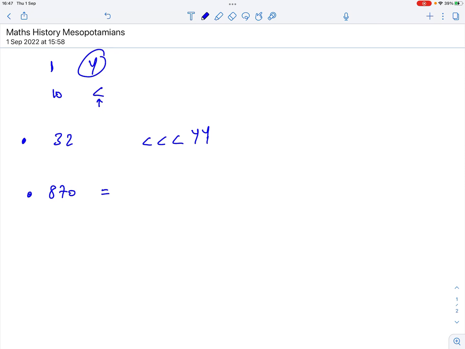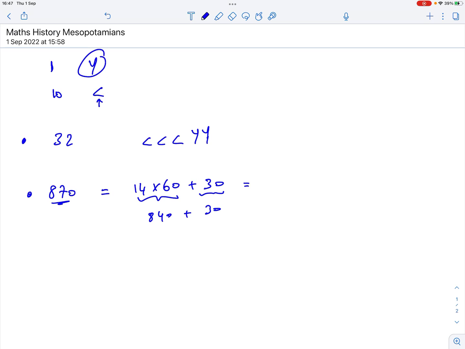figured out what this is in terms of 60s. So how many 60s do we have? We have 14 times 60 plus 30, for example, and this is 840. This is 30. Adding them gives you 870.